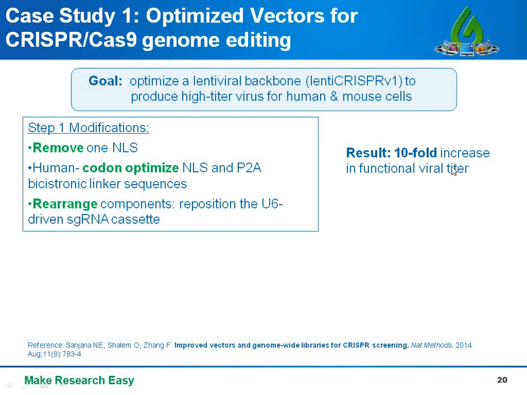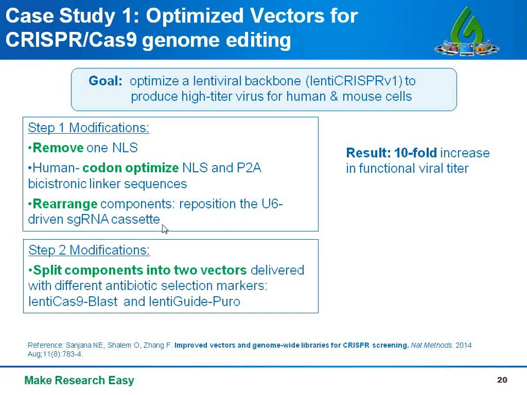So that was pretty good, but they didn't stop there. They thought, well, this vector is still really big. What if we split the components into 2 separate vectors and delivered them sequentially with different antibiotic selection markers? Would that improve our results?